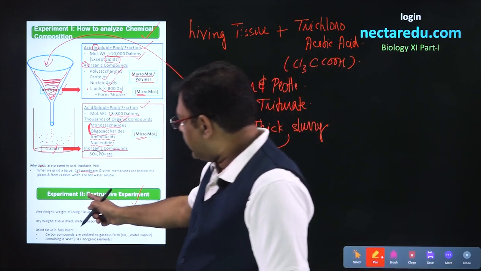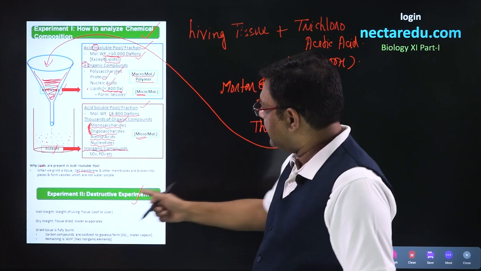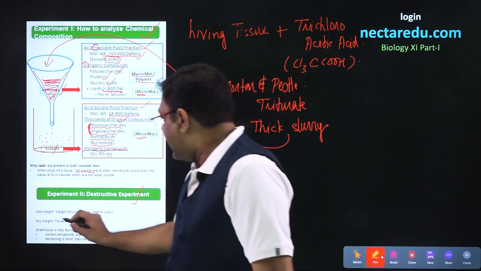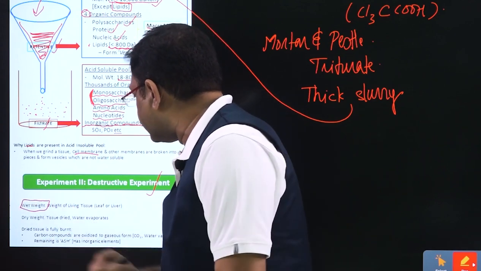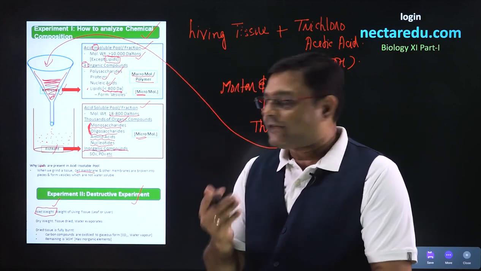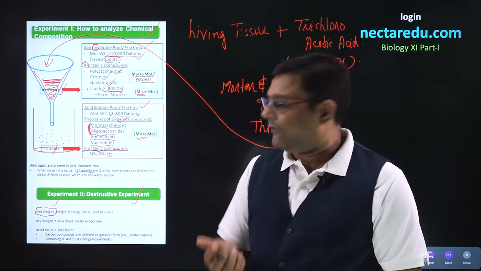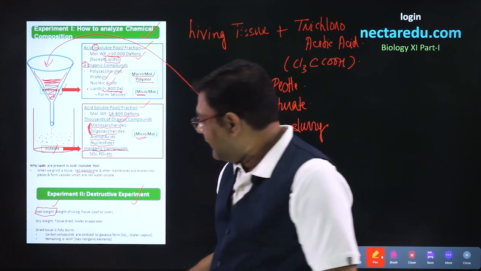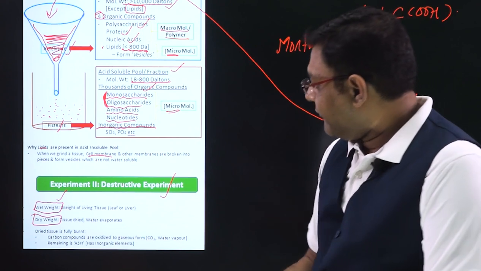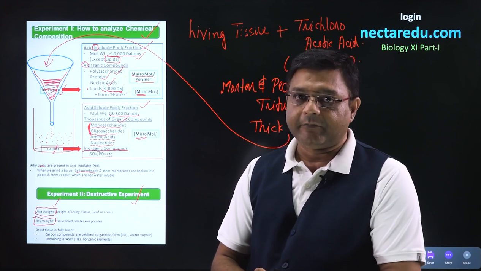Now, coming to experiment number 2, that is the destructive experiment. In this experiment, the same living tissue is taken here. This particular living tissue is wet, and as we know that living tissue has a lot of water present in it, so the weight will be called as wet weight. Next, what we will do, we will heat this particular living tissue. On heating, water will evaporate and the dry tissue will be left. We will take the weight again, and this weight will be called as dry weight. Obviously, wet weight will be more and dry weight will be less, as water has already evaporated.